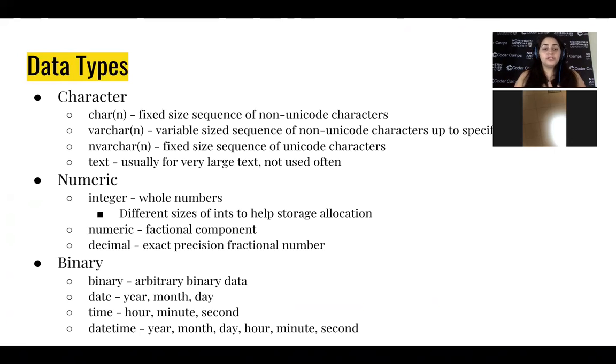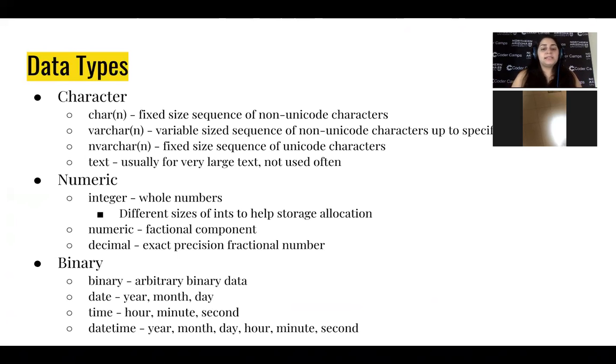Numeric, you can have integers as we saw with zip code, and that's going to be whole numbers. There are different sizes of ints to help with storage allocation. So you might have a small int, a big int, tiny int, and that's just setting enough space in memory to allocate for that integer. So you don't want to use a big int when you just are using tiny integers because you're just wasting storage. Numeric is going to be a fractional component.